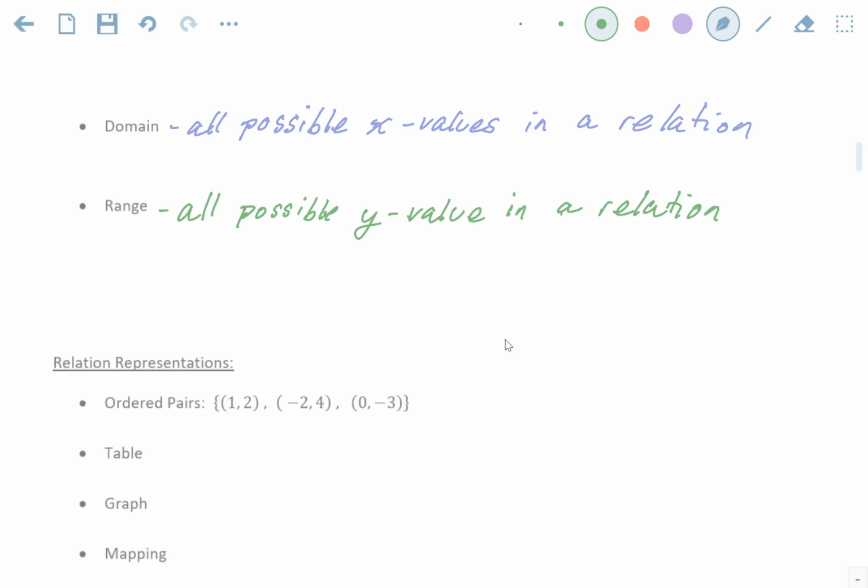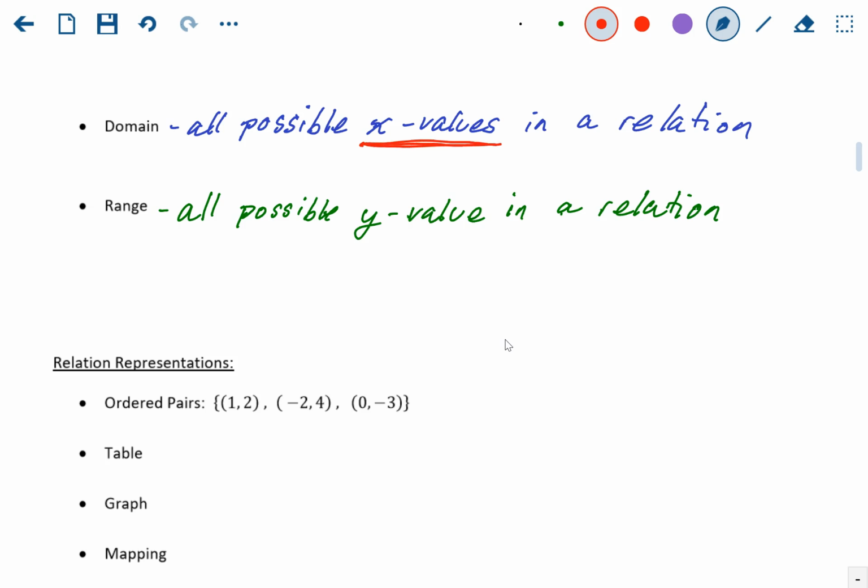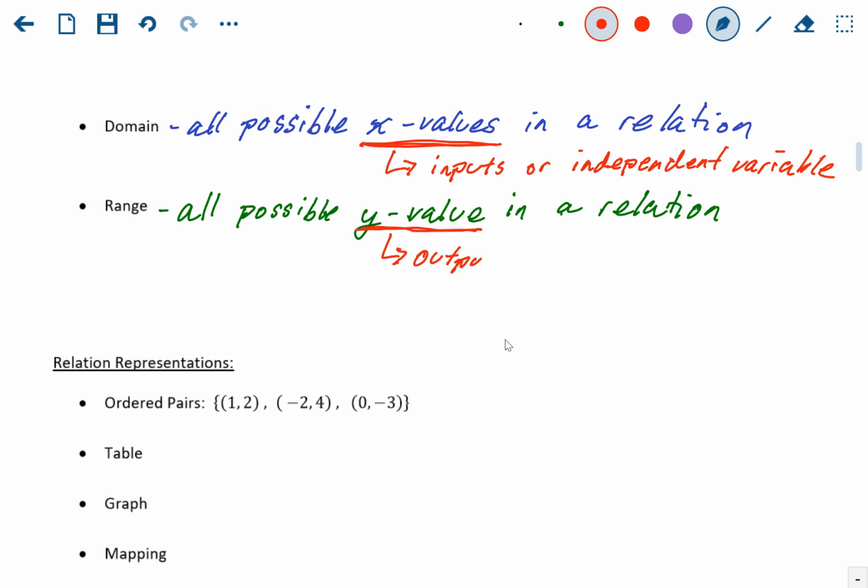All right, now your X values and your Y values sometimes go by different names. Your X values, which are now also called your domain, could also be called inputs or your independent variable. So X values, domain, input, independent variable, they all kind of are interchangeable now. All right, and the opposite for the Y values, for the ranges. Ranges are sometimes called outputs or dependent variables.